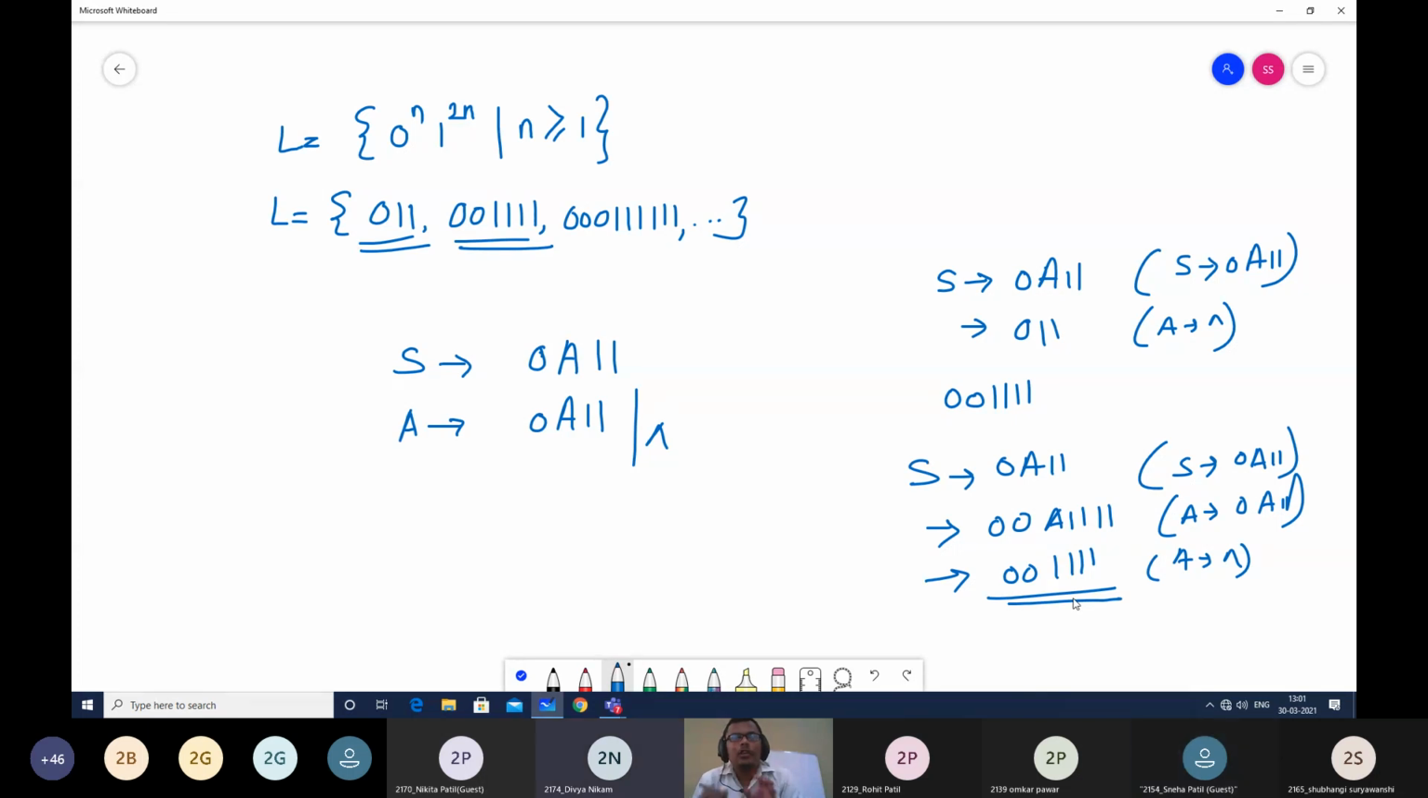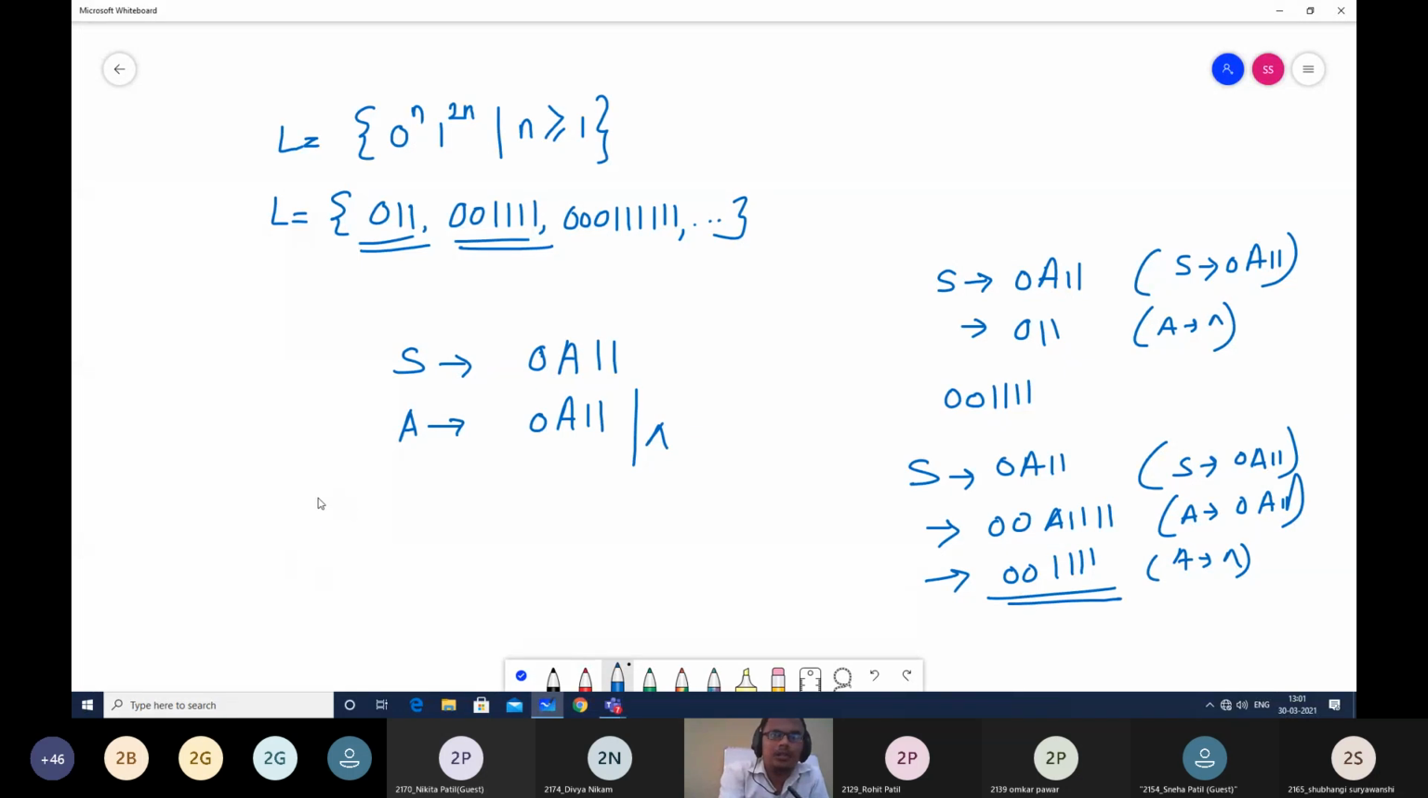Yes, sir. So for every 0, earlier we used to have one 1. If I give you a problem like 0 raised to n, 1 raised to n, where n is greater than or equal to 1, I would have written 0A1 with a single 1. But here I have two ones. That's why it is 0A with 2 times 1. The rest of the logic remains the same. So this is my production rule.